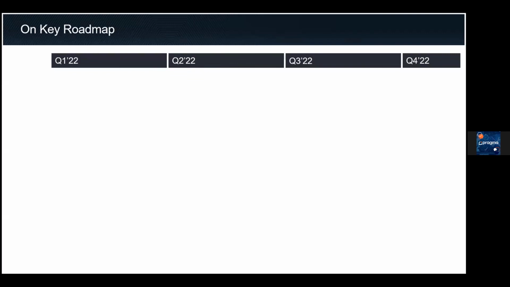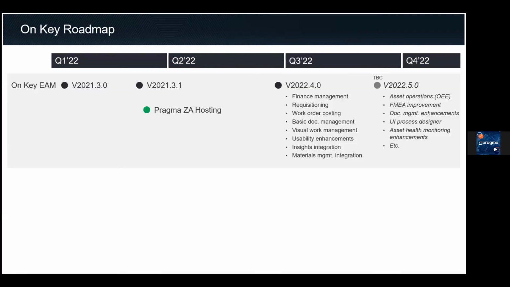So just very quickly, in terms of where we are now, version 2021.3.0 has been released in Q1 of 2022. There's a service pack release planned for later this quarter. And then towards the end of Q2, we will have the 4.0 release that covers a couple of other modules and functionality: finance management, extension of functionality around budgets, requisitioning, work order costing, basics of document management, a bit of visual work management, further enhancements to the user interface, insights integration, and material management.